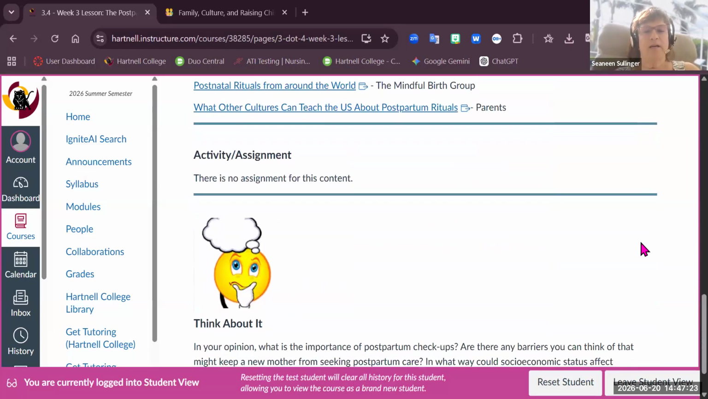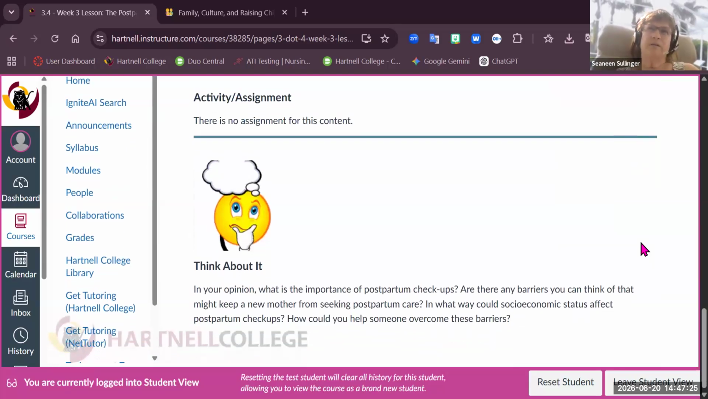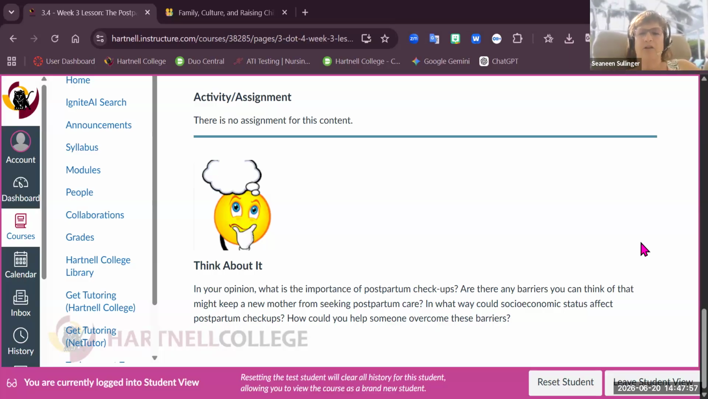Again, no assignment for the content, and your think about it, especially as we've done with the social determinants of health. What's the importance of a postpartum checkup? Are there any barriers you can think of that might keep a new mother from seeking postpartum care? In what way could socioeconomic status or access to health care affect postpartum checkups? And how would you, as a healthcare professional, help someone overcome these barriers? How can you help them? This might be something that you're looking at for your capstone project.